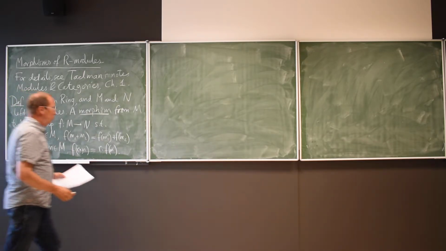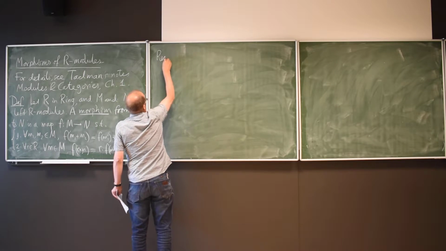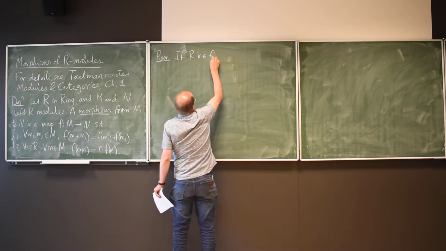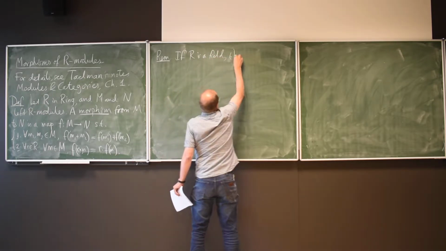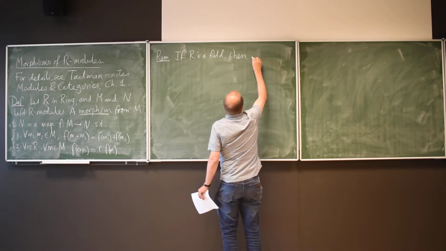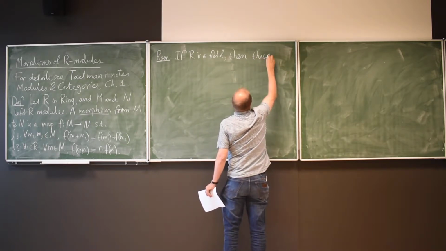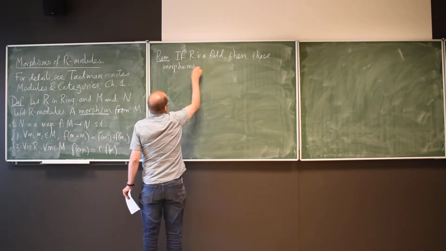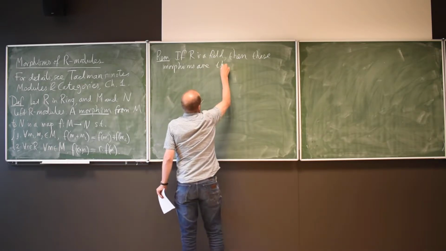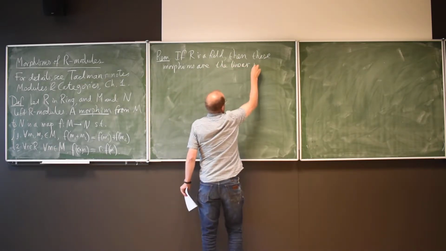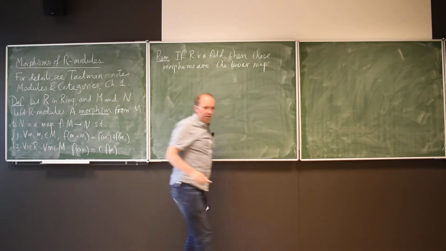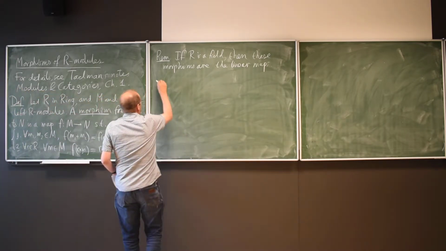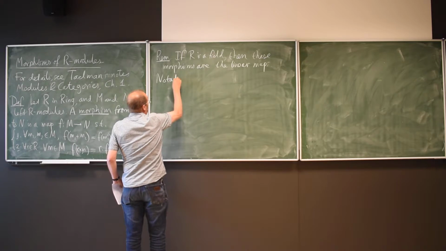Okay, so let me make this little remark still. If R is a field, then these morphisms are exactly the linear maps, right? So that is at least one example you are familiar with. And we are going to use categorical notation for this.